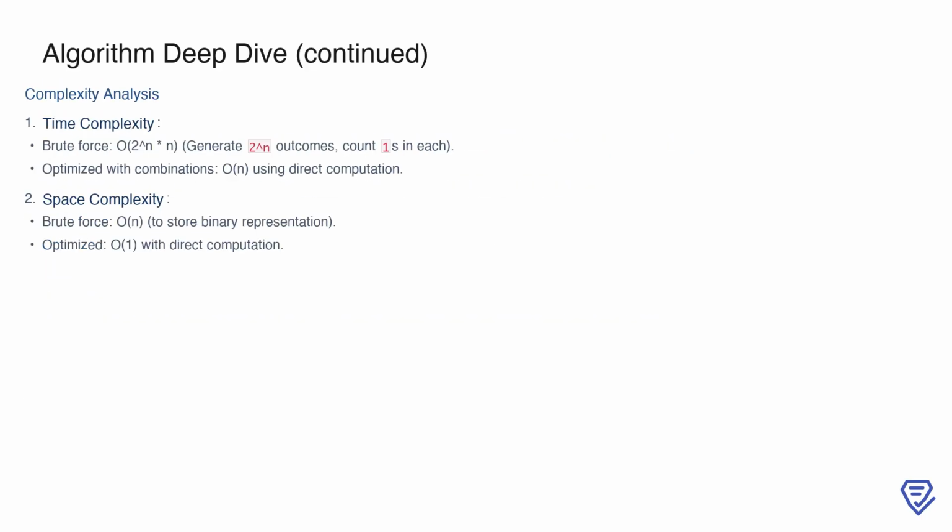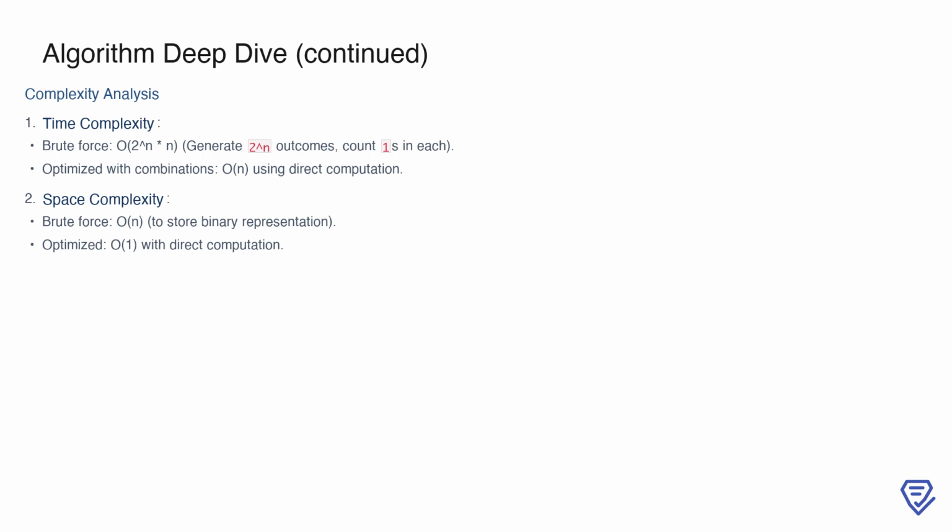Finally, let's analyze the complexity of these approaches. For the brute force method, the time complexity is 2 to the power of n times n. This accounts for generating 2 to the n outcomes and counting the 1s in each binary sequence, which takes n time per sequence. The space complexity in this approach is n, because we need to store the binary representation of each sequence.